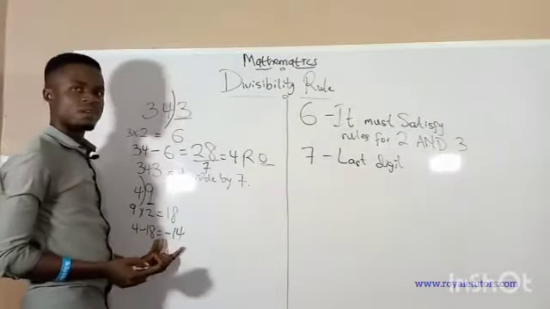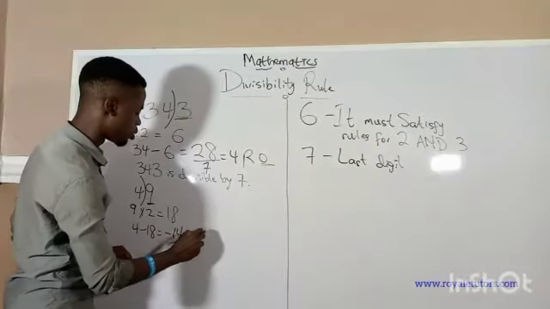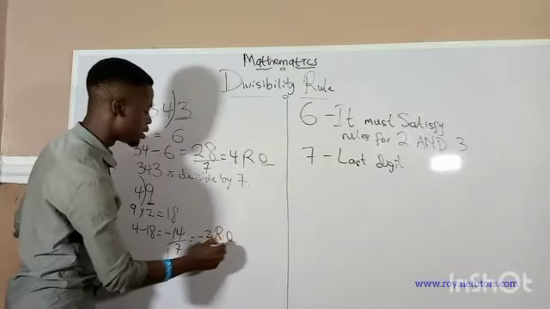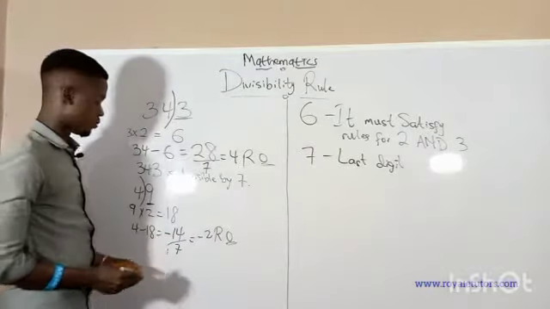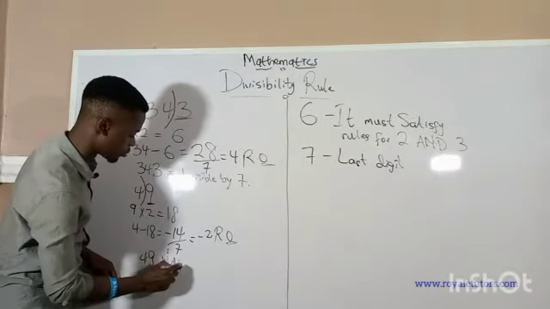So you ask yourself, is minus 14 divisible by 7? Let us check. If you divide it by 7, you have minus 2 with a remainder of 0. Yes, minus 14 is divisible by 7. Therefore, the number 49 is divisible by 7.